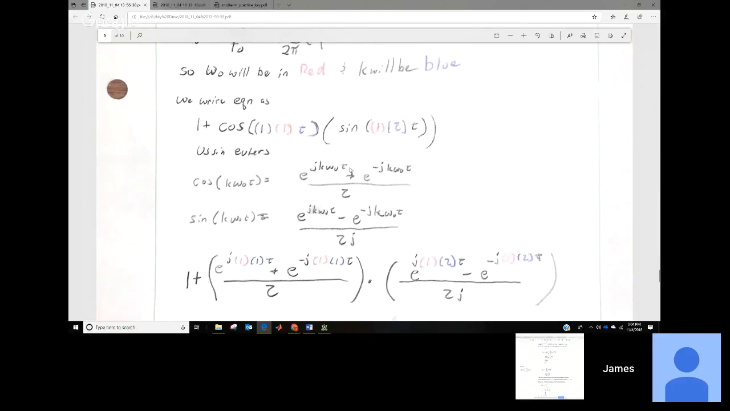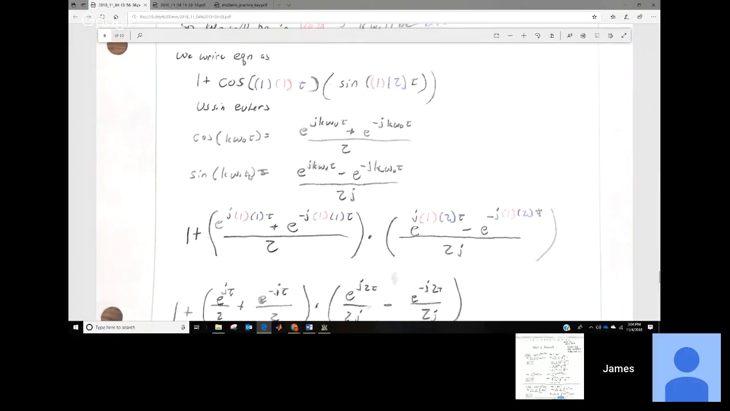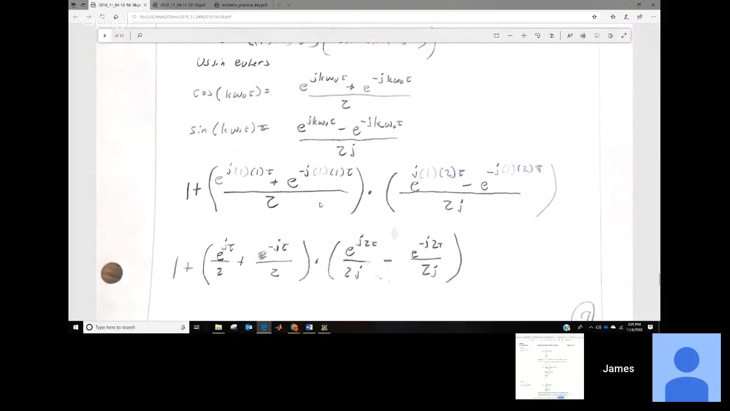So we're going to use Euler's general equations. These are the general equations for Euler's, where cosine of k omega naught t equals e to the j k omega naught t plus e to the negative j k omega naught t, divided by 2. Sine of k omega naught t equals e to the j k omega naught t minus e to the negative j k omega naught t, divided by 2j. So we've taken this function and plugged it into this transform to get this equation. So we have e to the j times 1, so that's omega naught and k, t, plus e to the negative j... we know what our values of k and omega naught are.